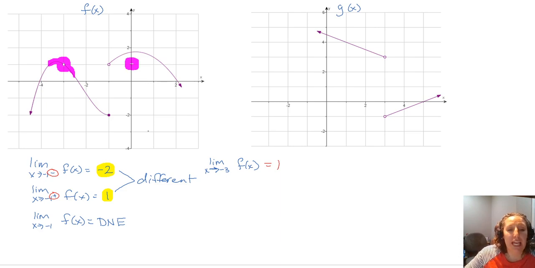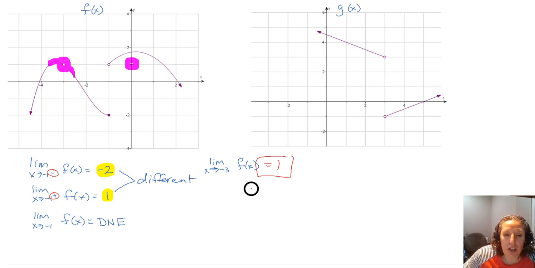Limits do not involve anything that's happening exactly at that point. It's just, as you're getting closer and closer, what is happening to the y value. So if we are looking at values that are very close to -3, coming from the left and coming from the right, it's getting closer and closer to a y value of 1 there.